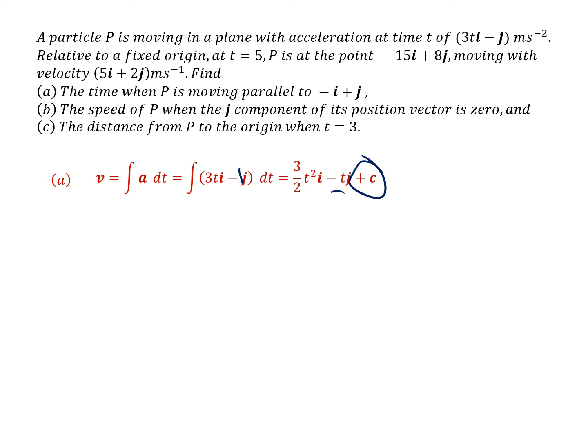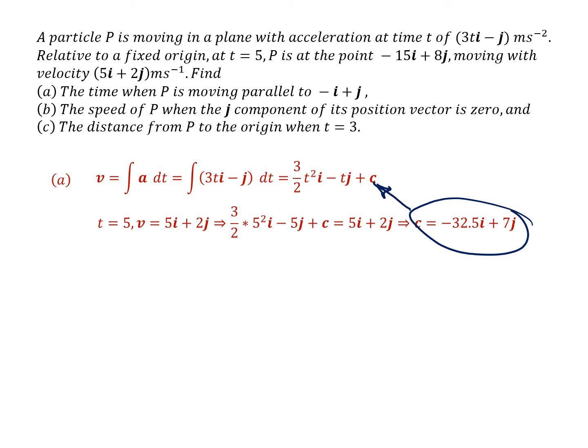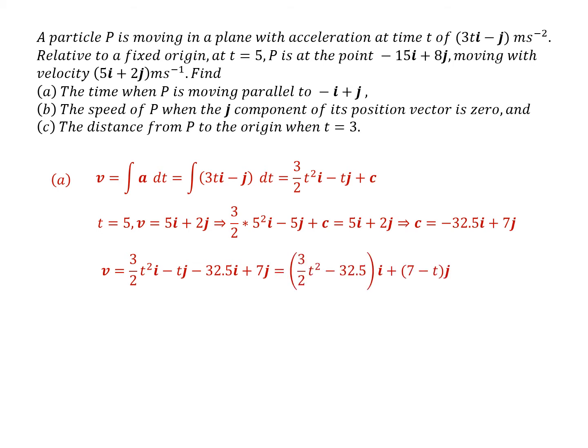So how do we find the value of the constant? Well, we know that when t is 5, the velocity is 5i plus 2j. So that's been given to us. When we substitute t equals 5 there and there, then this will equal 5i plus 2j. So there's our equation. From that, we can take these items over to there to find that c is that. So when we put that c back into there, we get our final version of the velocity, and grouping the i's and the j's together gives us that. So there's our velocity vector.